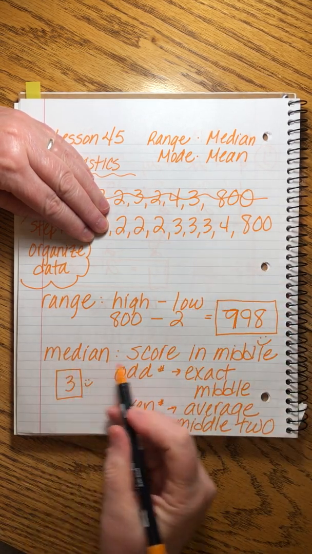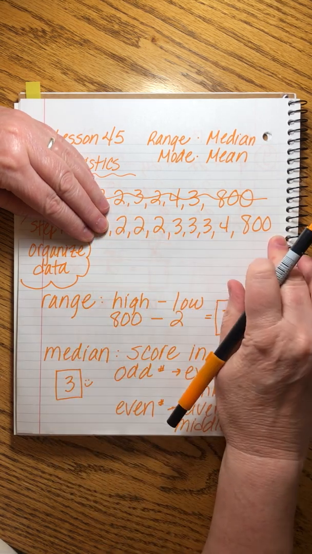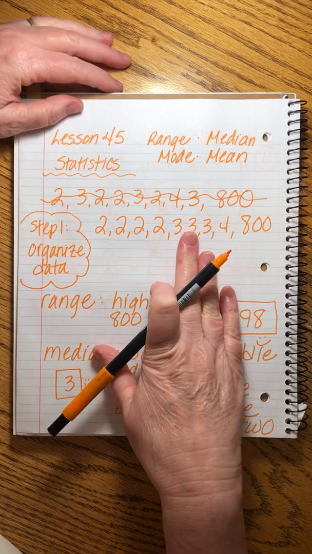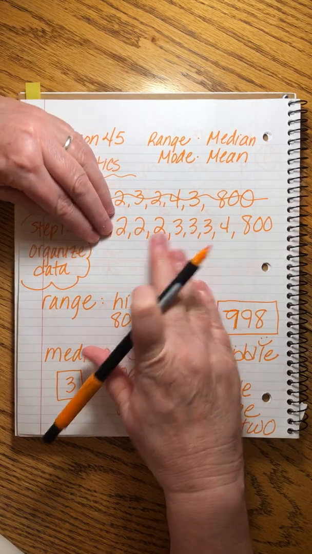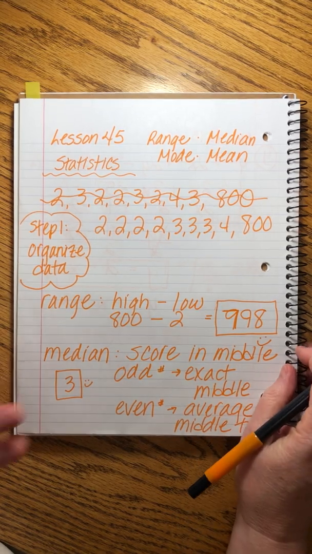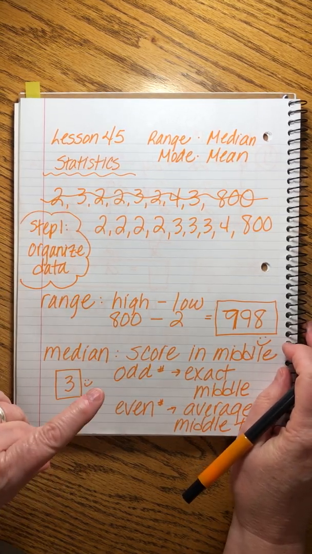Okay, so the median is the score that's in the middle of the sequence. If you have an odd number of items, you'll be able to find the exact middle. And if you have an even number, you'll have to take an average of the middle 2. Okay, beautiful. Okay, I'm going to move on.